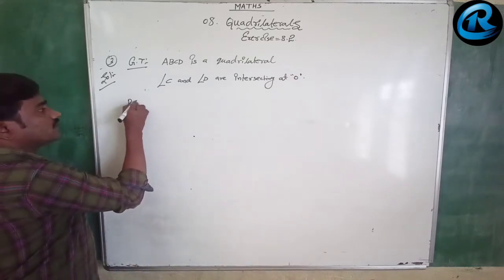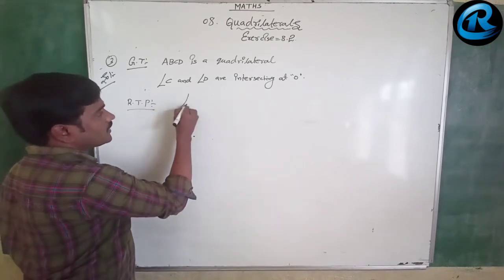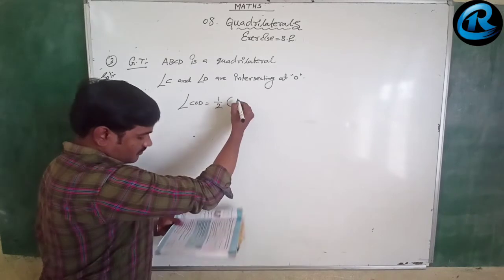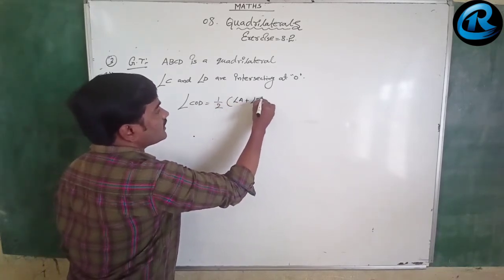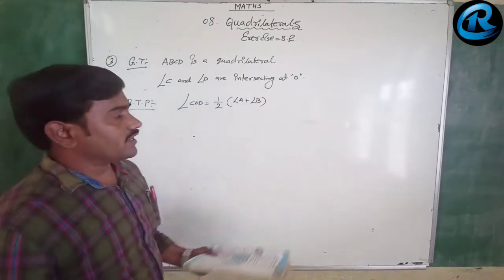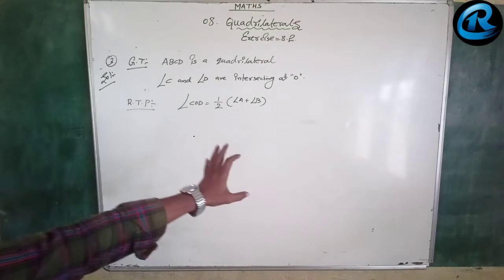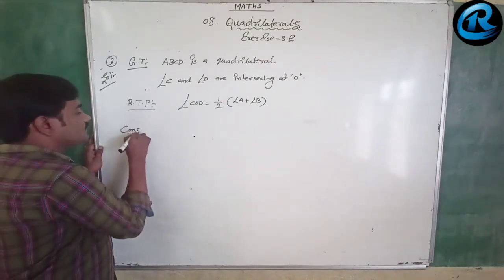So we are required to prove that, what we need to prove here? Angle COD equal to 1 by 2 of the sum of angles A and B, that is 1 by 2 of angle A plus angle B. Now according to the question, children, look at once. Now we go for construction once.